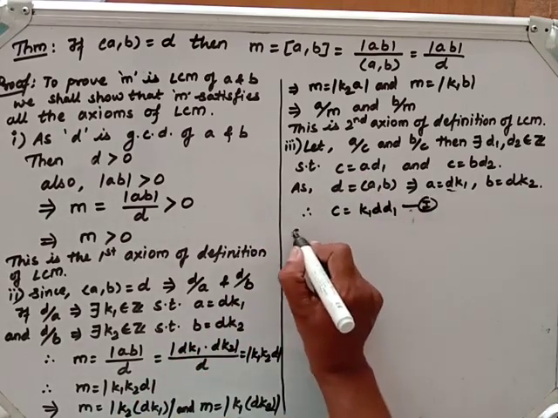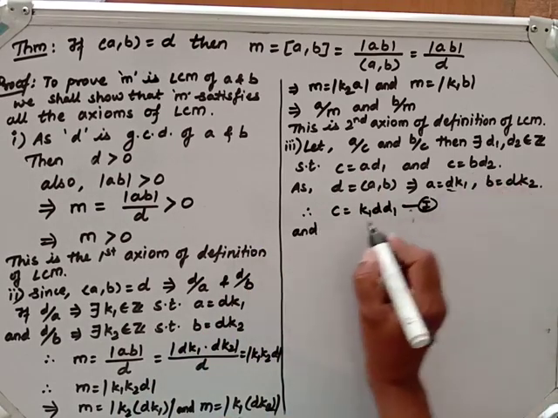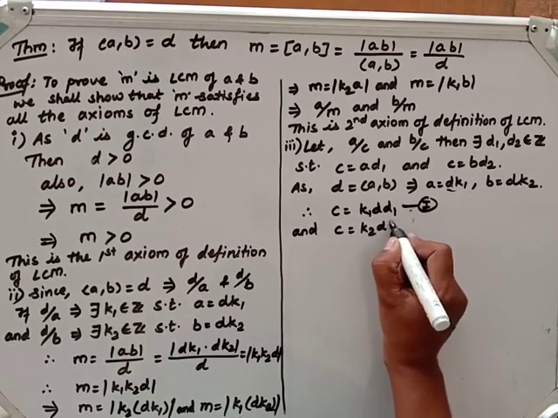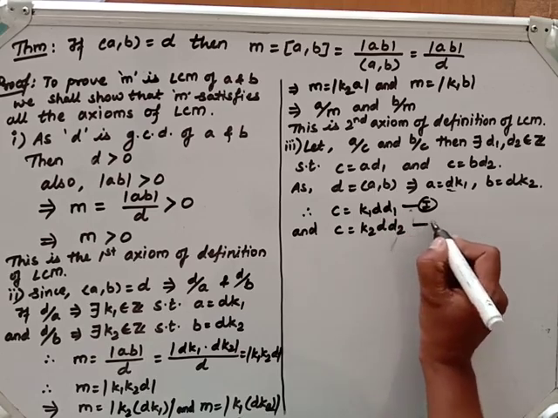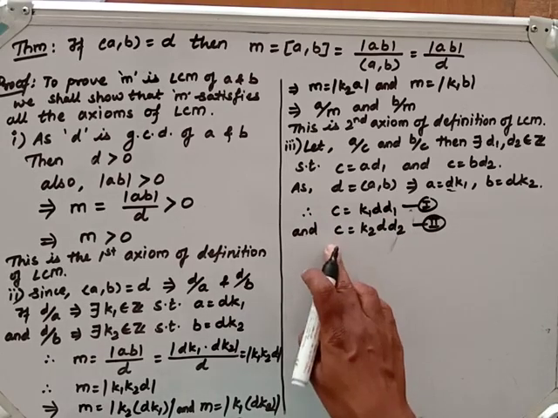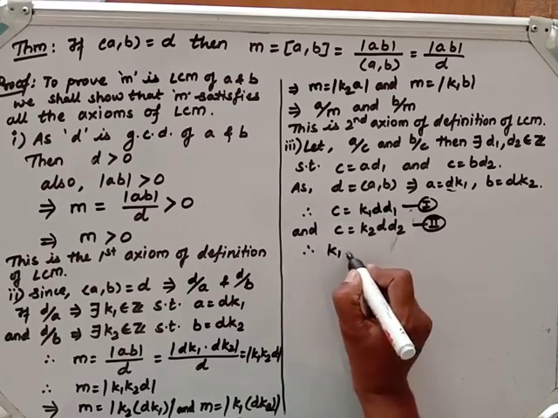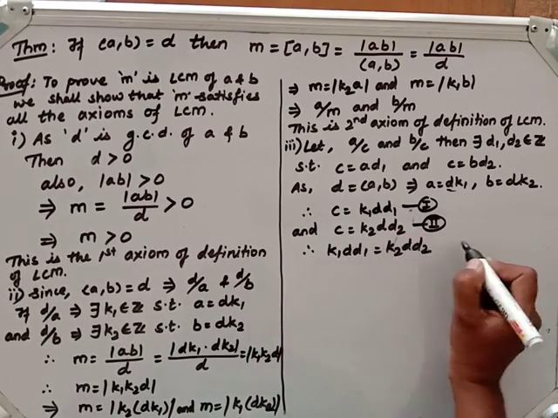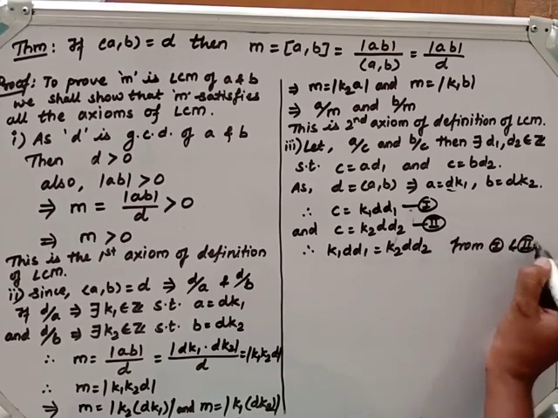Fine. And if I put this value of B, DK2, then this C is equal to K2 D into D2. This is second. Now if you look at 1 and 2, their left hand sides are same. So we can say their right hand sides are also same. So here we get K1 D into D1 is same as K2 D into D2, from 1 and 2.